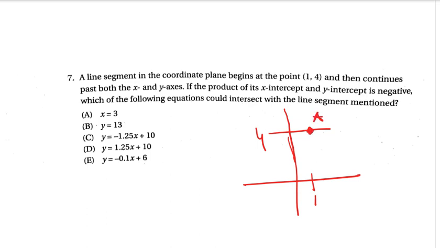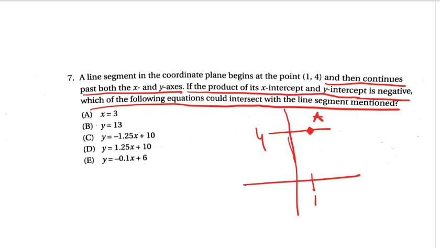And then continues past both the x and the y axis. If the product of its x-intercept and y-intercept is negative, which of the following equations could intersect with the line segment mentioned? Now see, in order to find y-intercept, what do you have to do? You have to let x equal to 0. In order to find x-intercept, you have to let y equal to 0. So let's just do that. Over here we cannot do, so these two options are gone away. From here, here and here we have to check.